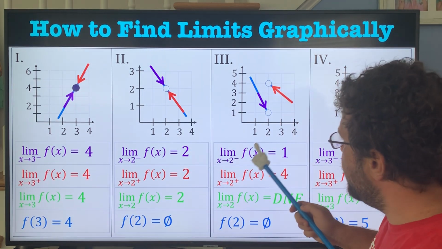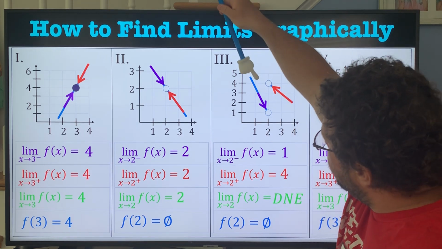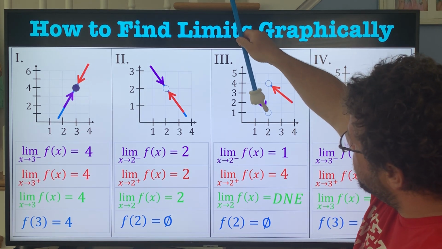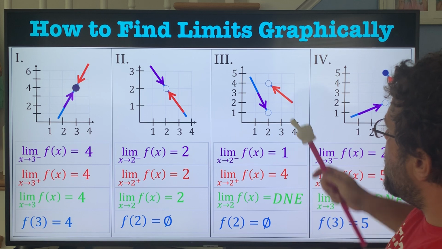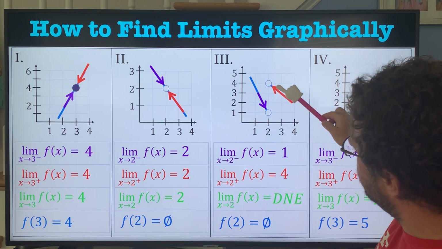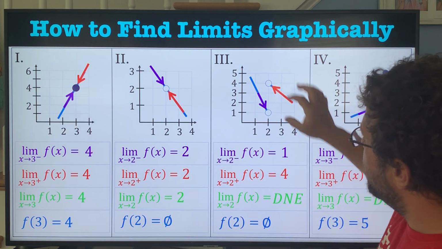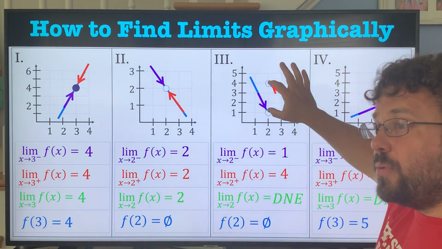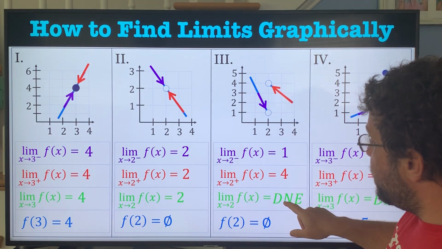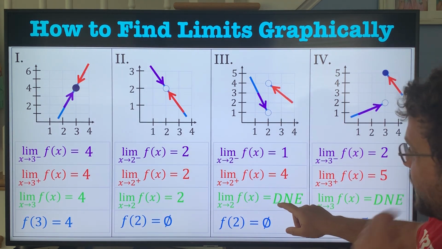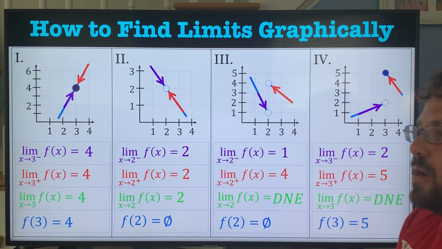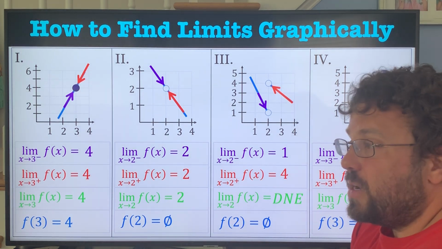Okay, so limit of 2 from the negative, coming from the negative infinity, your answer is 1. Approaching 2 now from positive, the answer is 4. They don't meet at the same point, do they? Since they don't, there actually is no limit there. The limit does not exist. Okay, so limits you may get do not exist.